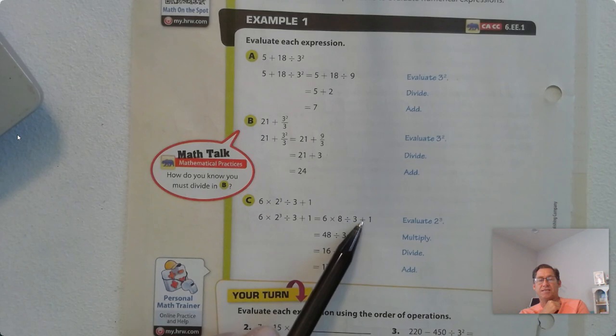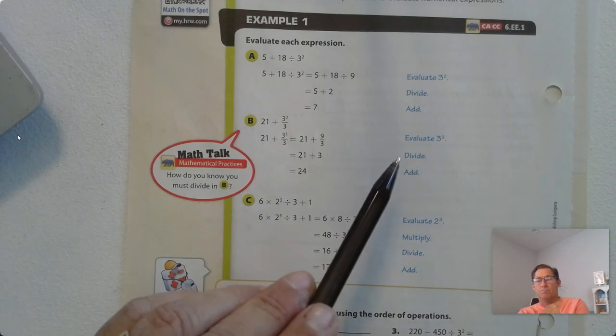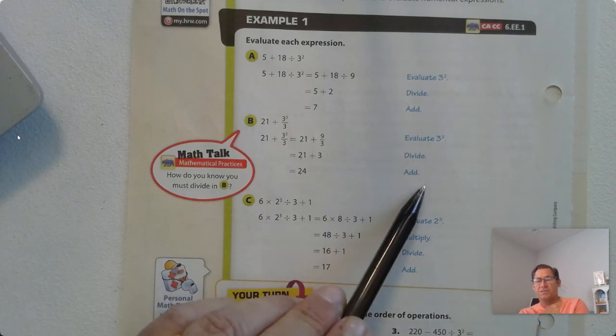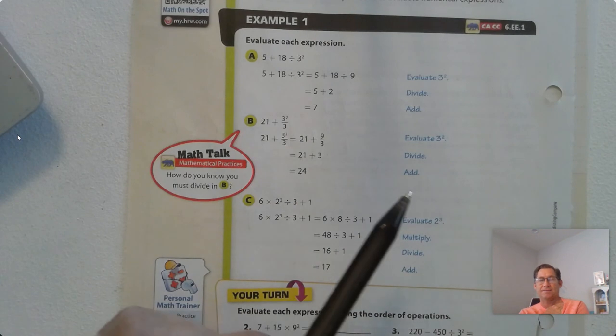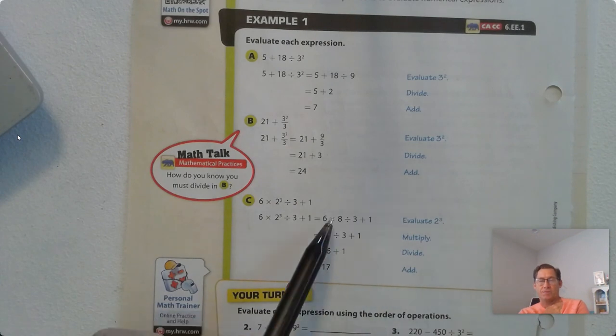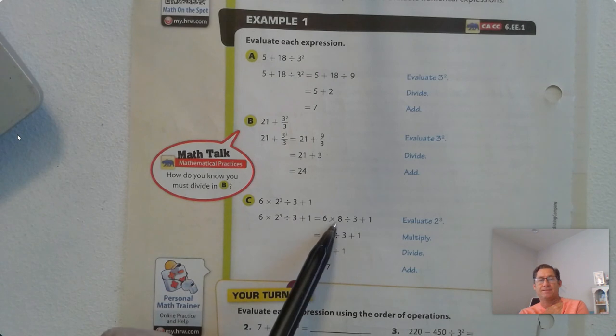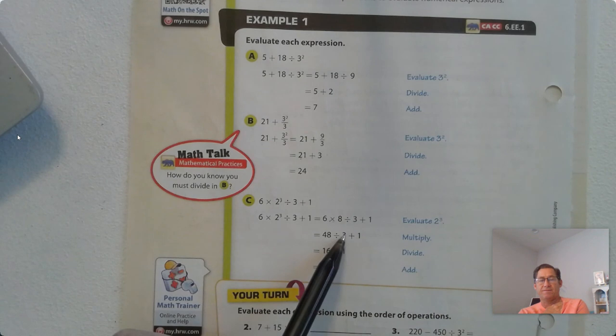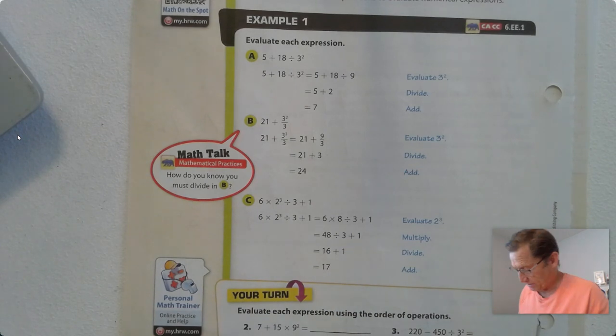Multiplication, division, addition. So multiplication or division left to right. All right, so the multiplication comes first in this problem, so we're just going to go left to right. So 8 times 6 is 48. Rewrite divide by 3 plus 1. Now divide. 48 divided by 3 is 16, and add the final 1, 17. All right, so let's practice.